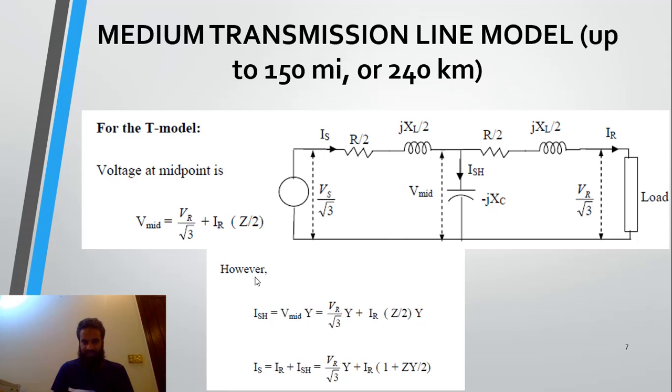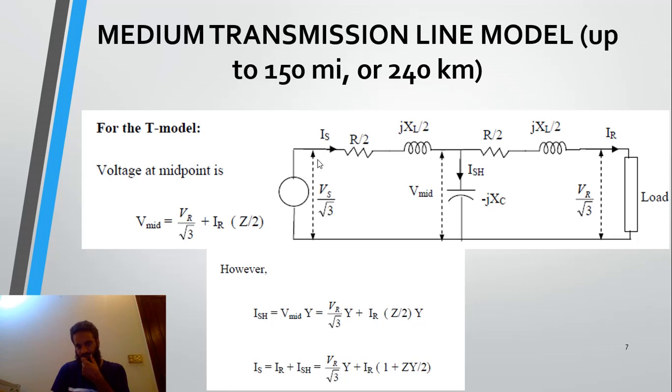And the shunt current is the current which is passing in the capacitance area. The shunt current is the mid voltage, the voltage which we calculated over here, into Y, that means the admittance. So we have V mid into Y. The value of V mid is VR divided by root 3 plus IR Z by 2, into Y. So from this equation we can calculate ISH.